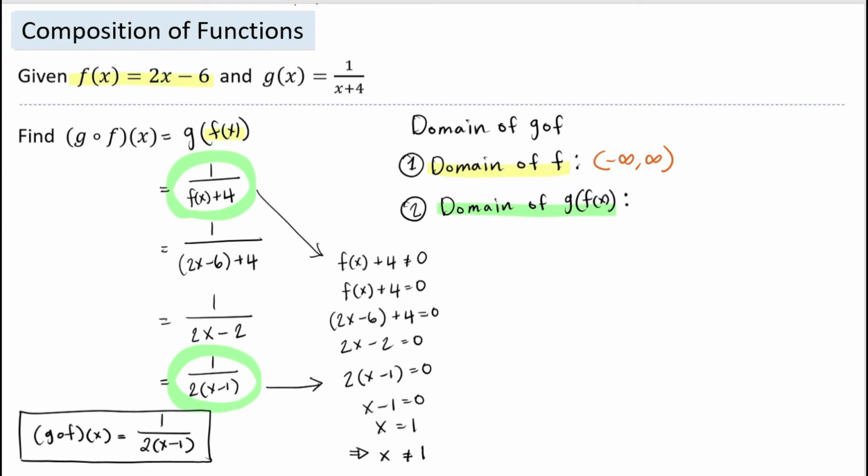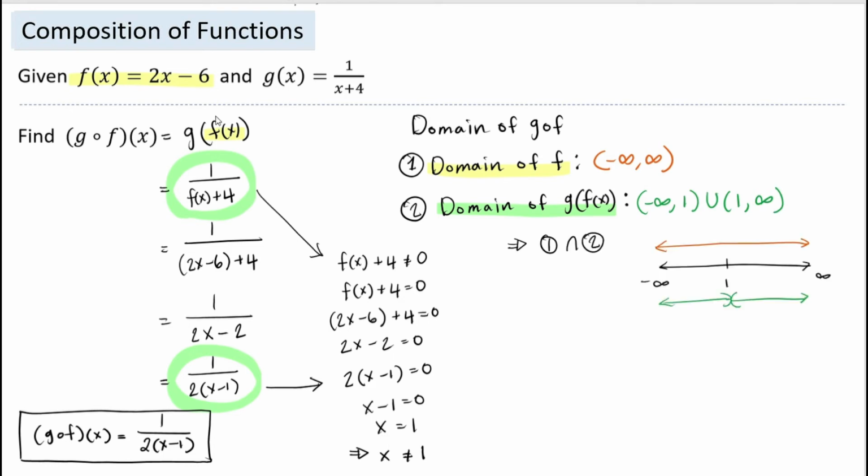So the domain is from negative infinity to 1, union 1 to infinity. The intersection of 1 and 2 is the domain of the composite function of g and f. So we get from negative infinity to 1, union 1 to infinity.